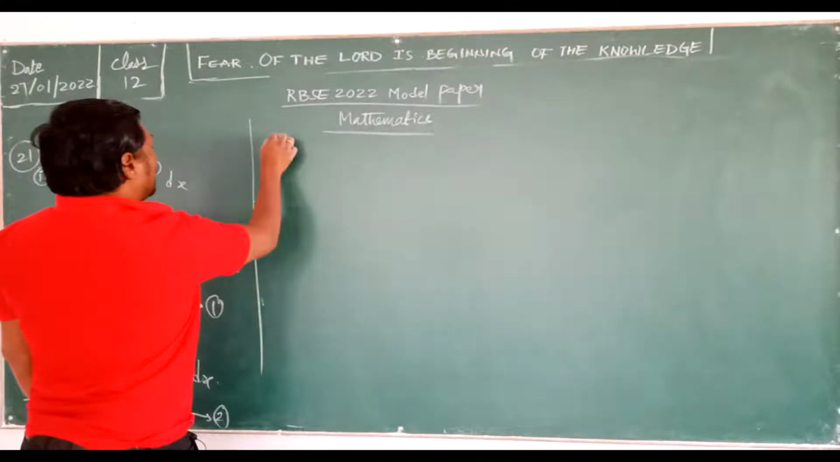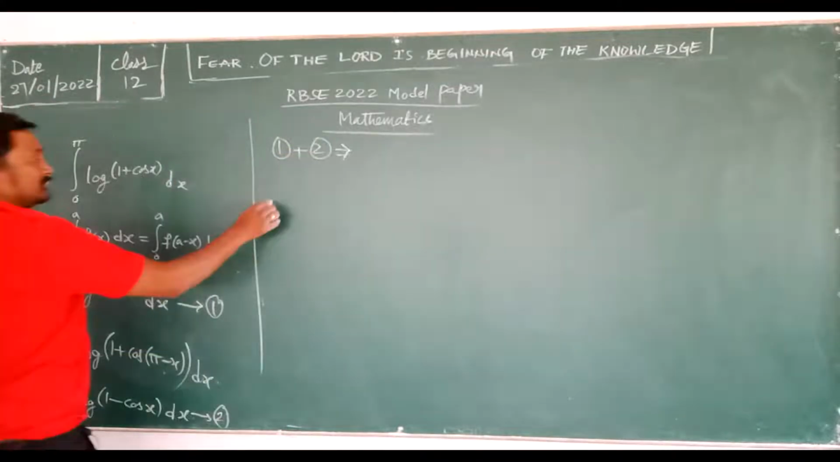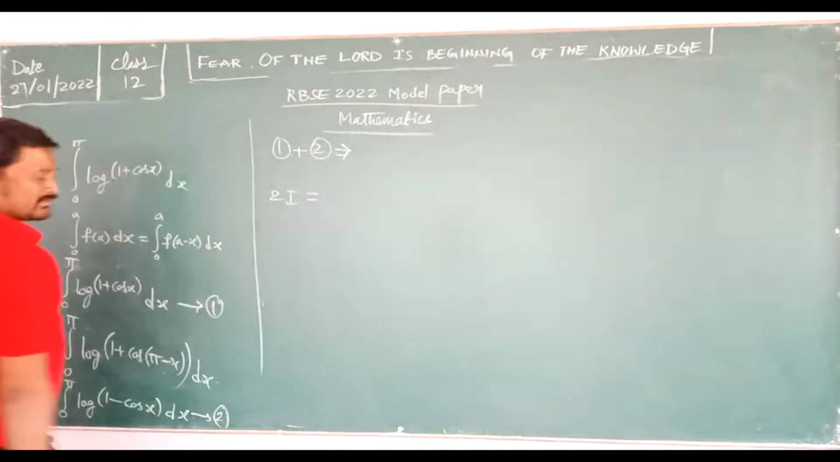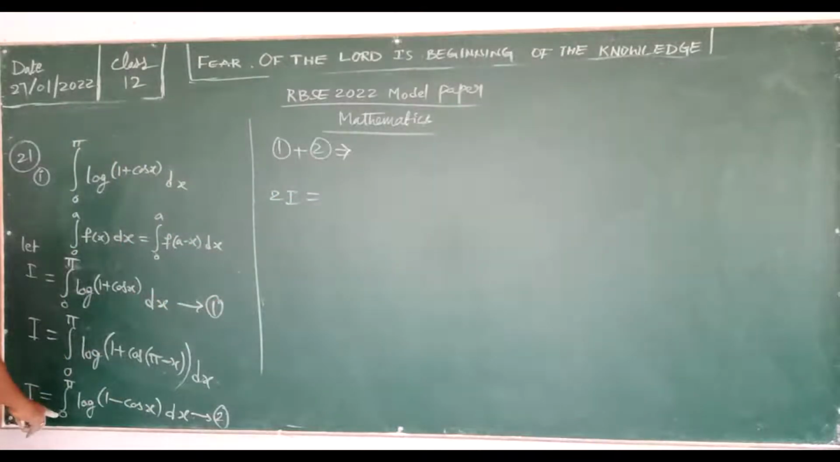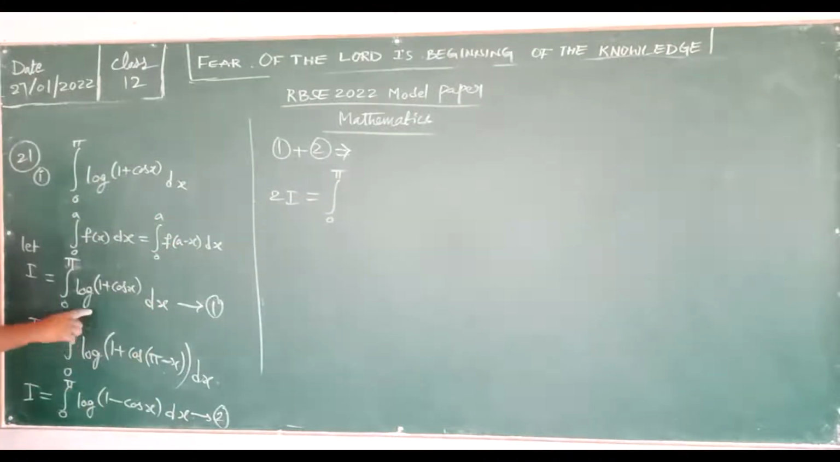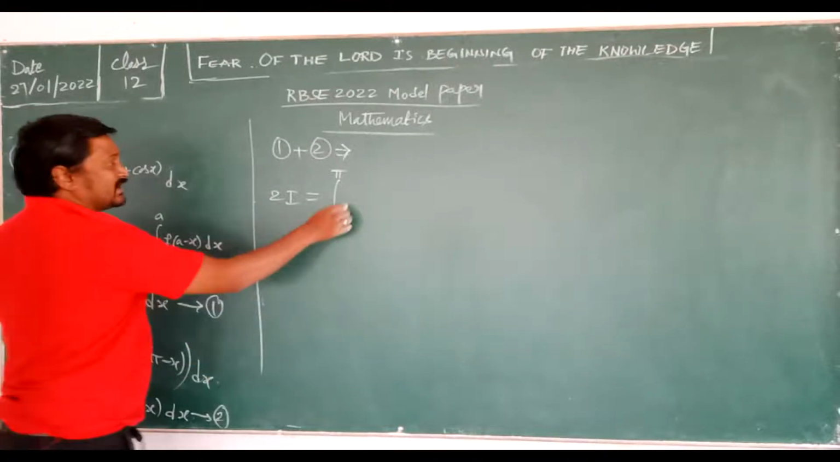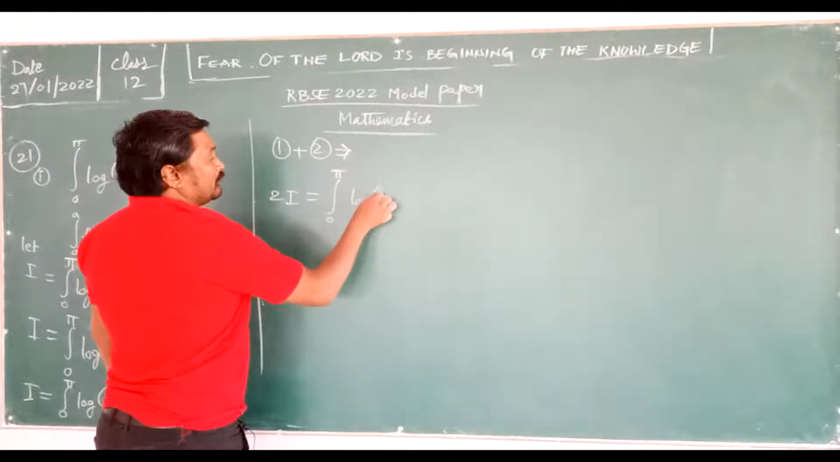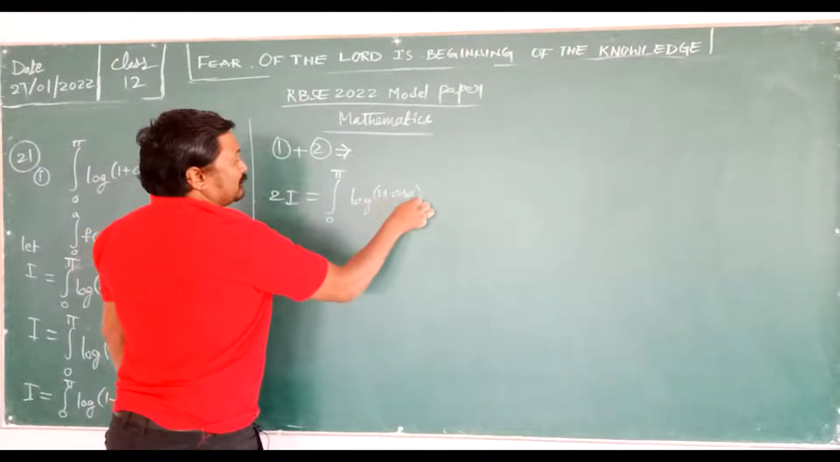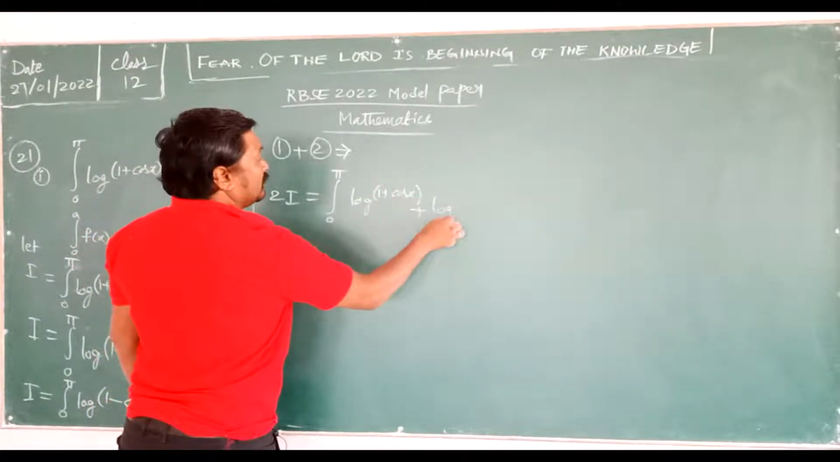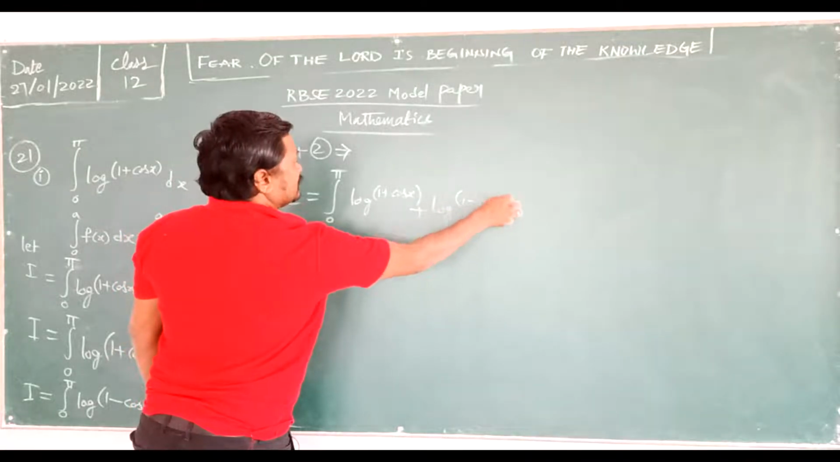So now add 1 and 2. I plus I is equal to the integral from 0 to pi; here also 0 to pi, so only one 0 to pi. Here log of 1 plus cos x, and here log of 1 minus cos x. That is, log of 1 plus cos x plus log of 1 minus cos x.